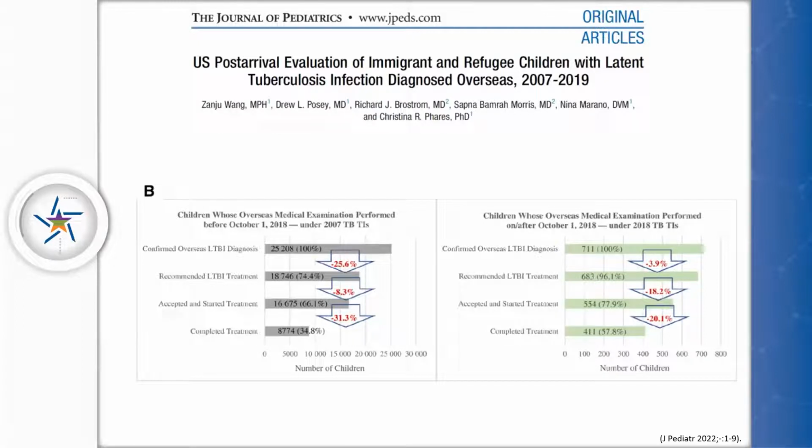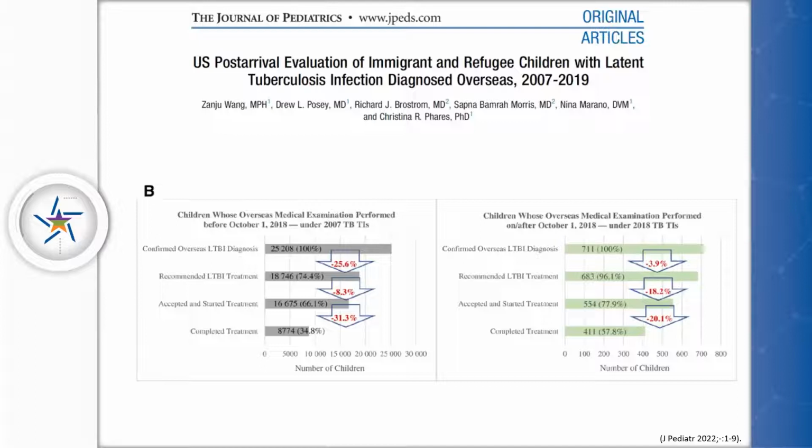But I wanted to point out, if you look at the left panel, this is where children whose medical exam was performed in the time before the IGRAs were required. And then over on the right side are the outcomes of the children who were screened after the TIs required that they have an IGRA. The first thing that you notice, with a confirmed overseas LTBI diagnosis, is the drop from what was confirmed overseas to recommended treatment: you lost about 25% of children that would have been treated.